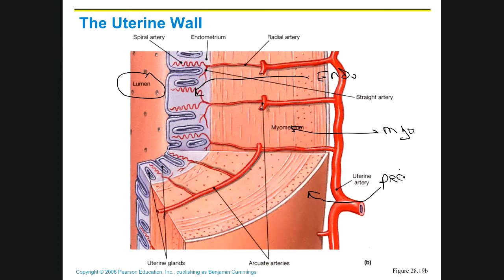Well, look how much smooth muscle there is. There's a ton of smooth muscle, this much. All of this is smooth muscle. And that smooth muscle is going to become important when talking about things like labor and delivery.